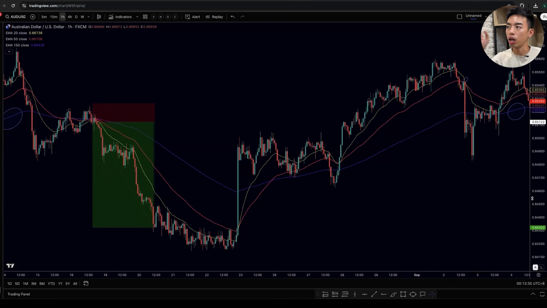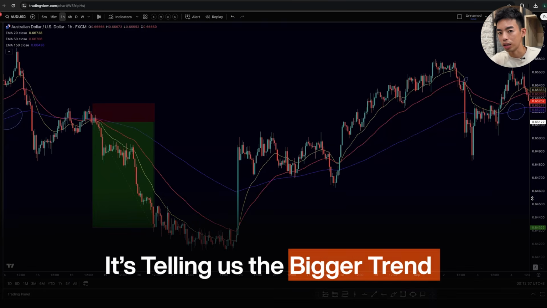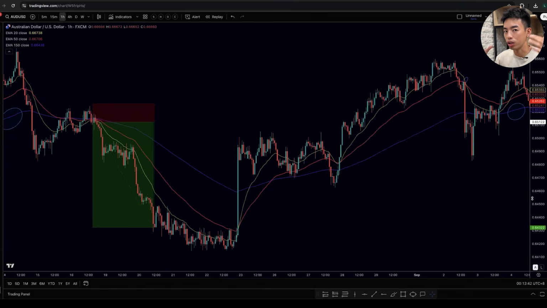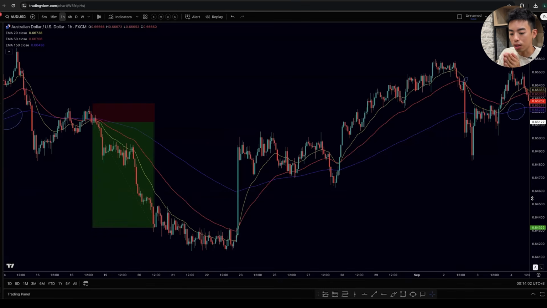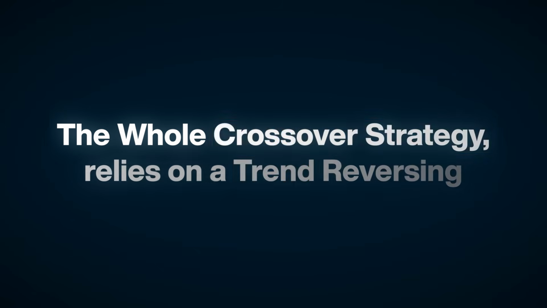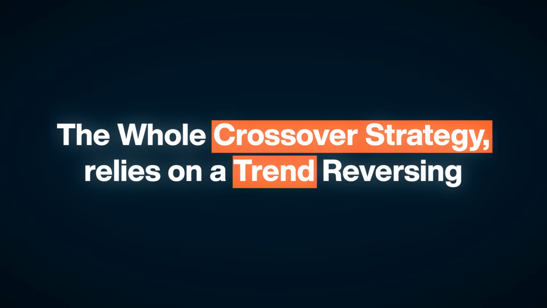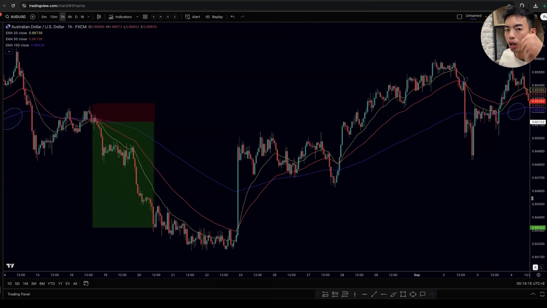And remember what the 150 moving average is telling us. It's telling us the bigger trend because it's considering a lot more data. And if that's the case, knowing that the 150 EMA is moving sideways, it's telling us there's no trend involved. And if there's no trend involved, no crossover pattern is going to work, because the whole crossover strategy relies on a trend reversing. But if there's no bigger trend to begin with supporting the crossover, things are going to fail.